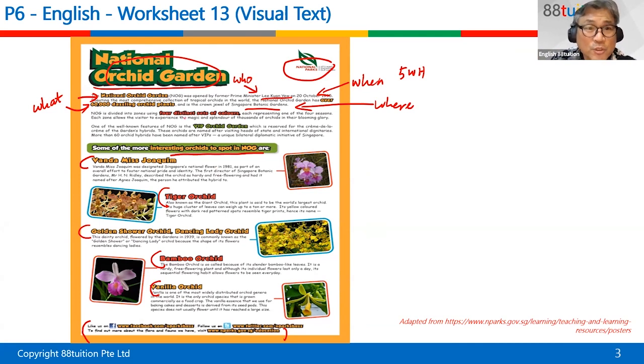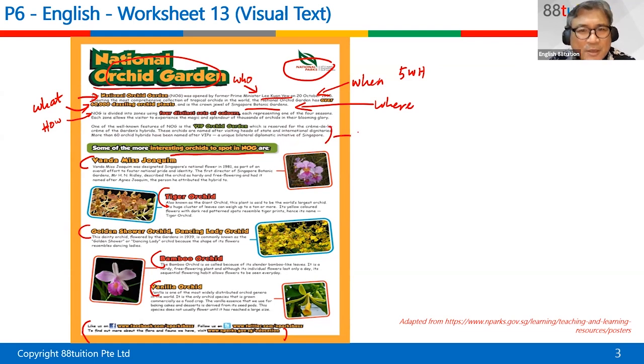It's divided into zones. Okay, so maybe this is the how you will get around it. It is divided into zones, which represent one of the 4 seasons, right? And each zone allows a visitor to experience some magic and splendor, thousands of orchids. Always look out for activities in these kinds of posters. Features is a VIP orchid garden, reserved for creme de la creme of the garden's hybrids. And these orchids are named after visiting heads of states. More than 60 orchid hybrids were named after VIPs, unique bilateral diplomatic initiative.